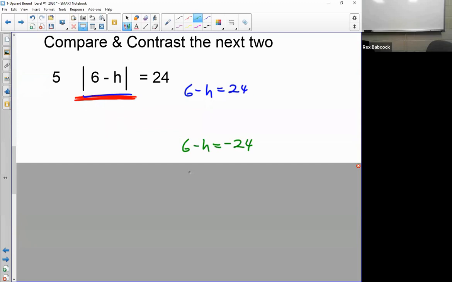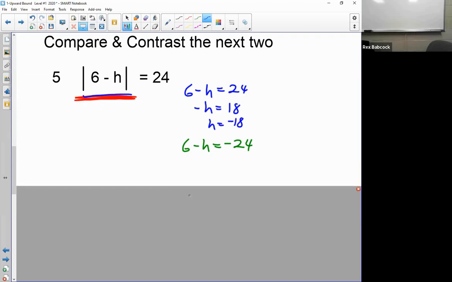On the first one, you'd subtract 6 and divide by negative 1. Negative 18 should work. On the second one, you'd subtract 6 and divide both sides by negative 1.